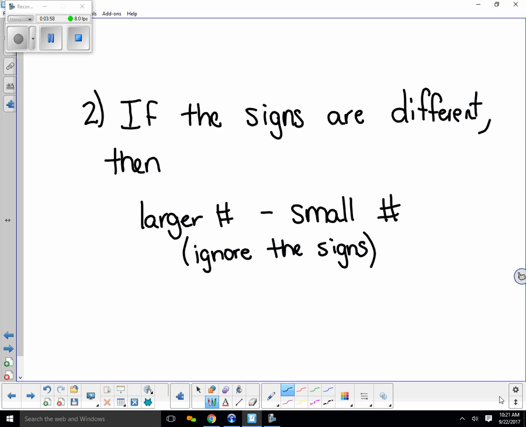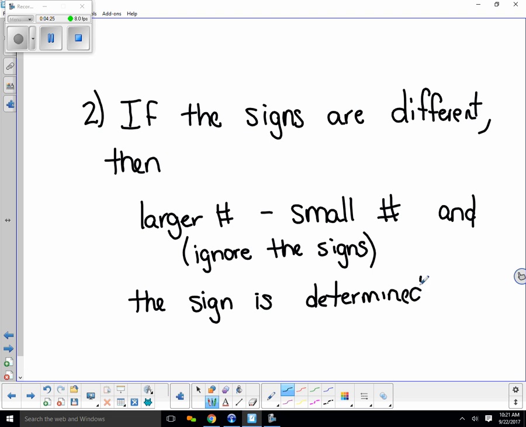I'm not going to rewrite my problem. Okay, everybody understand that? I am not rewriting my problem, but in my head or on my calculator or on the side of my paper, I'm just going to subtract the two numbers. And the sign is determined by the larger number. And we'll do an example of that one, okay?